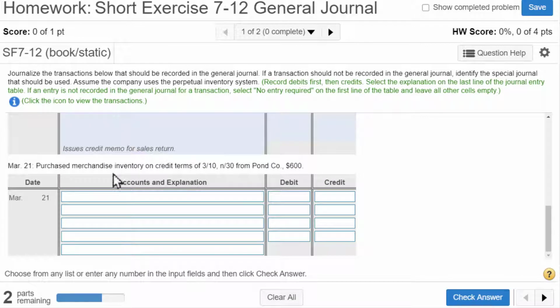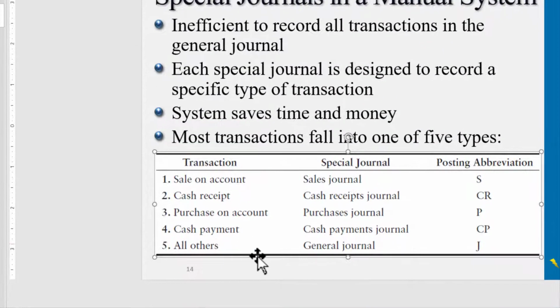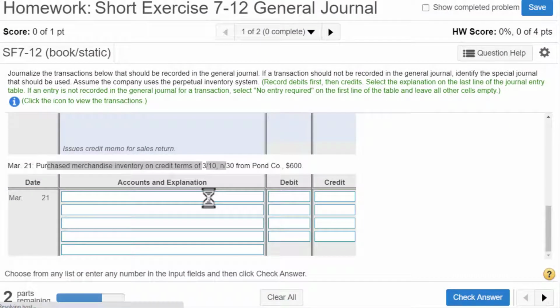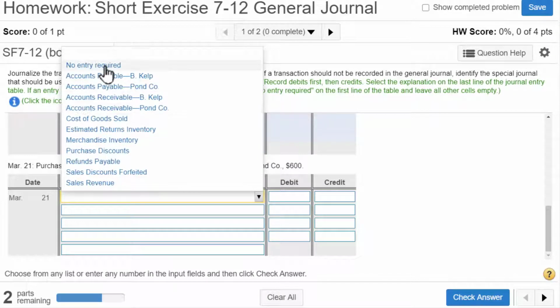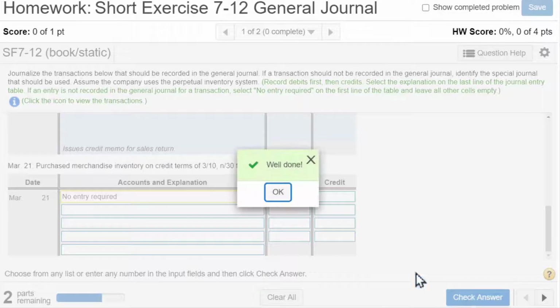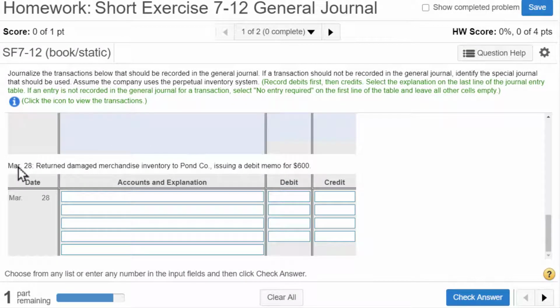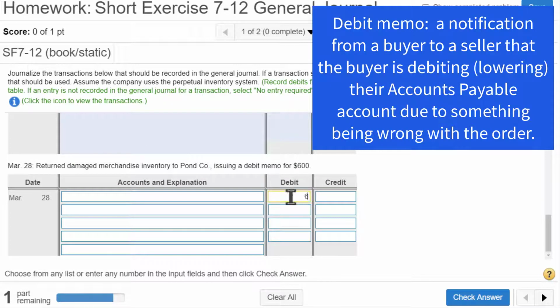Excellent. Next, purchased inventory on credit terms. So basically we're purchasing inventory on account. Purchases on account go in the purchases journal, not the general journal. So on this transaction, we'll have to say no entry required in the general journal. March 28th, returned damaged merchandise inventory to Pawn Company, issuing a debit memo for $600. So we can put in the $600 right now, and then we can figure out the accounts.